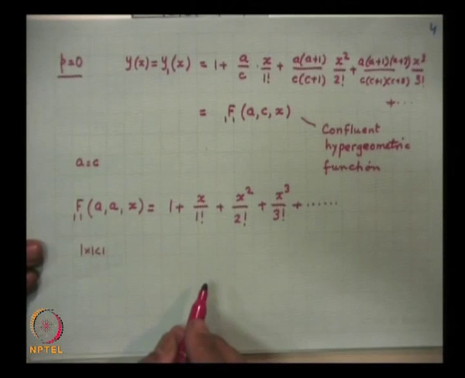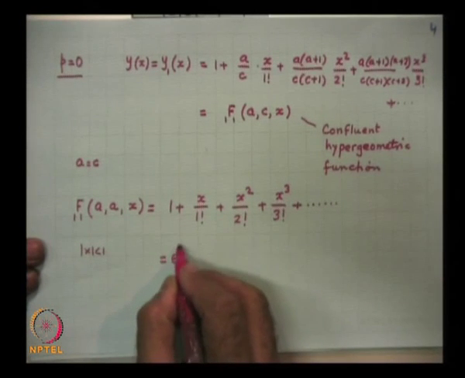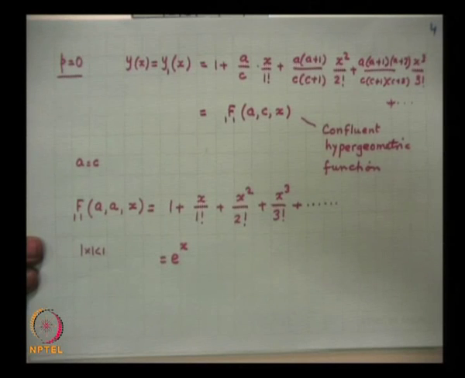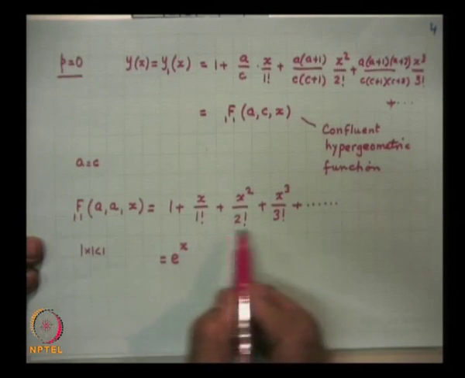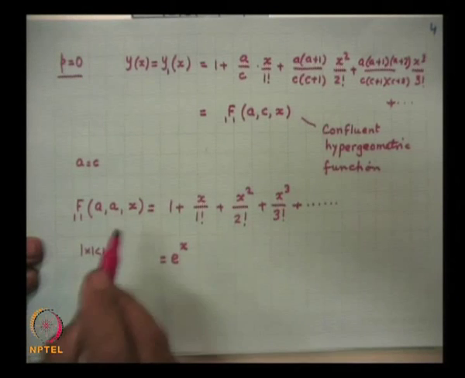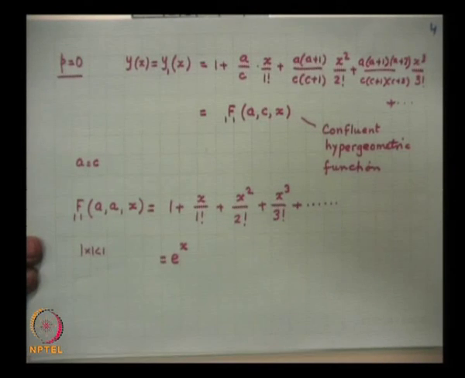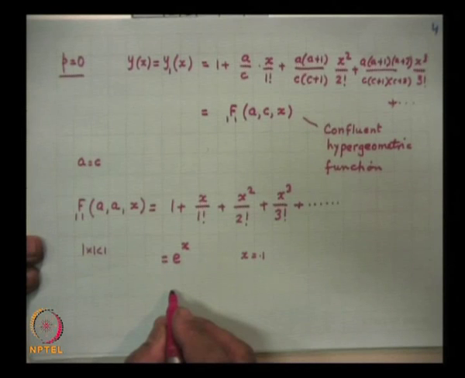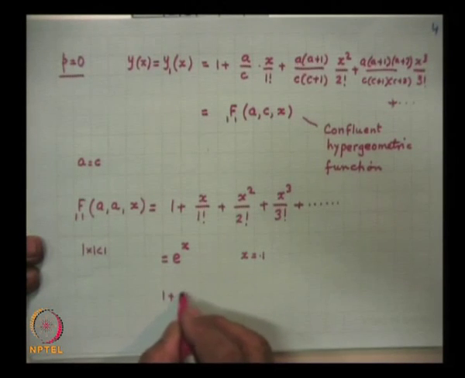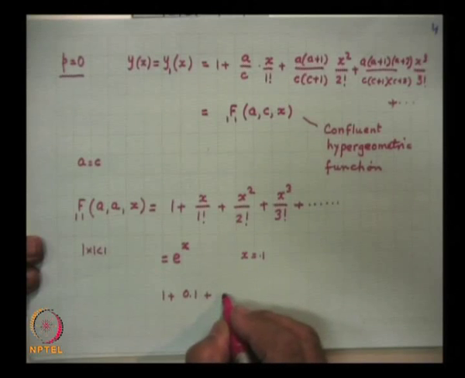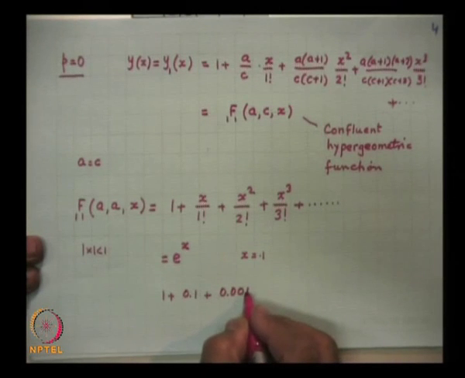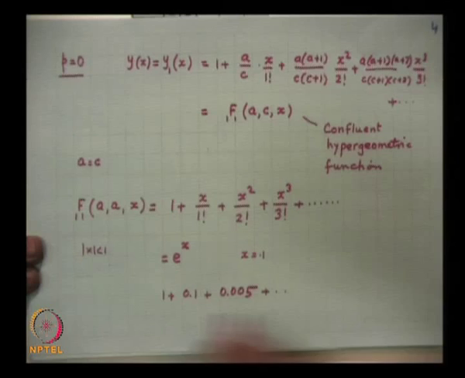This series, as you know, is e to the power of x, and therefore, this series is convergent for all values of x, in fact for all complex values of x. If you take x equal to say 0.1, then it converges very rapidly. So, it will be 1 plus 0.1 plus 0.01 divided by 2, that is 0.005 or something like that, and so on. So, it converges very rapidly.